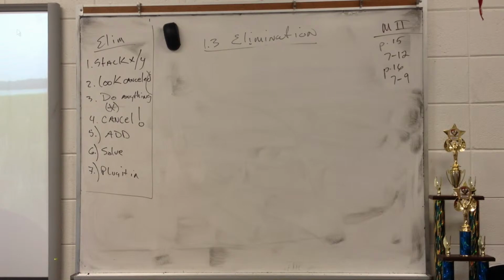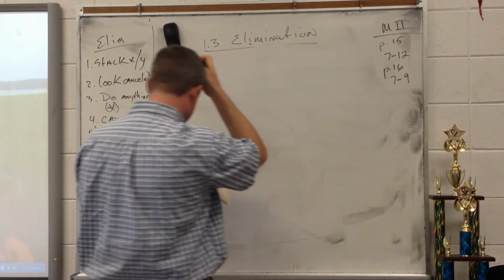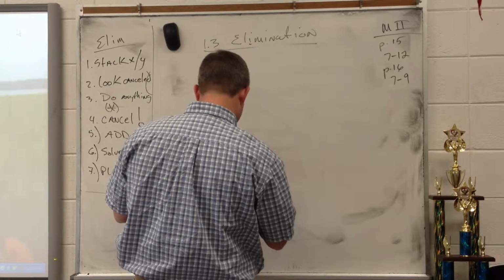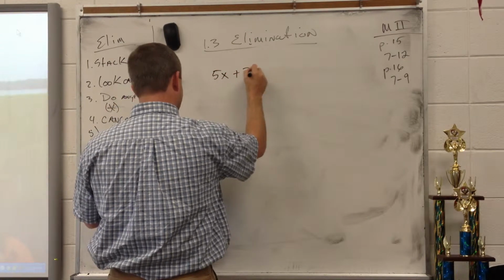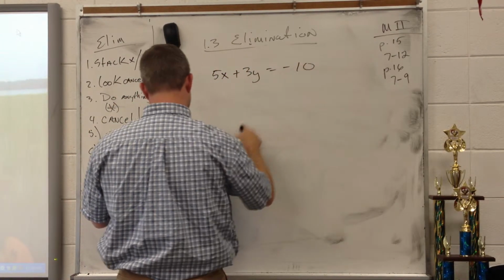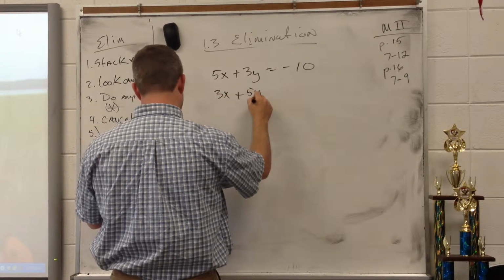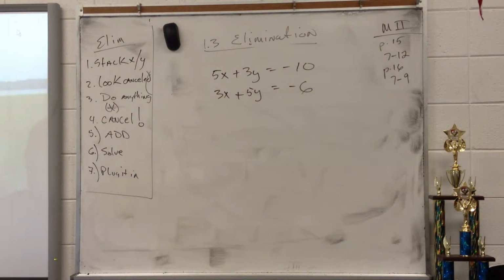What's the first step? Stack. Stack it up. Alright, here we go. 5x plus 3y is equal to negative 10. And 3x plus 5y is equal to negative 6. This is as hard as I can make it. Why is this one as hard as I can make it? Why is it difficult? Because they're reversed.